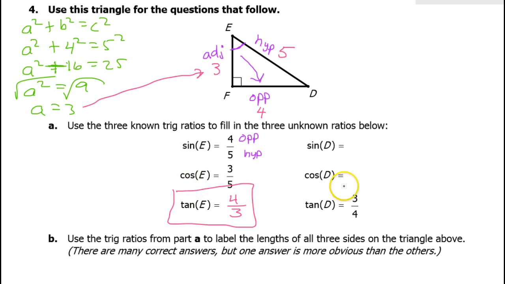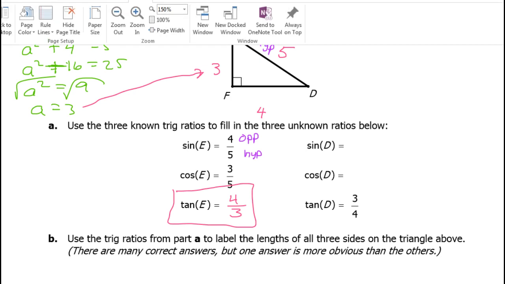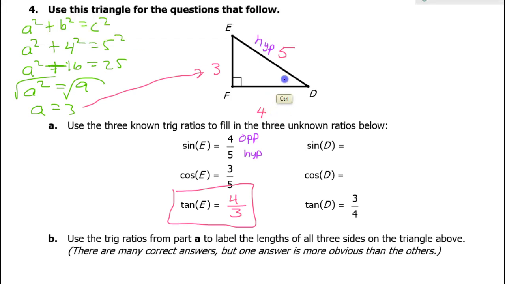Okay, now the tangent of angle D. So I'm going to change the labeling here. This is not going to change the side lengths, so we can still use that information. But from the perspective of angle D, see how this side is right next to angle D? That makes this now the adjacent side. This side is across from angle D. That makes this the opposite side. And the hypotenuse is the hypotenuse no matter what.